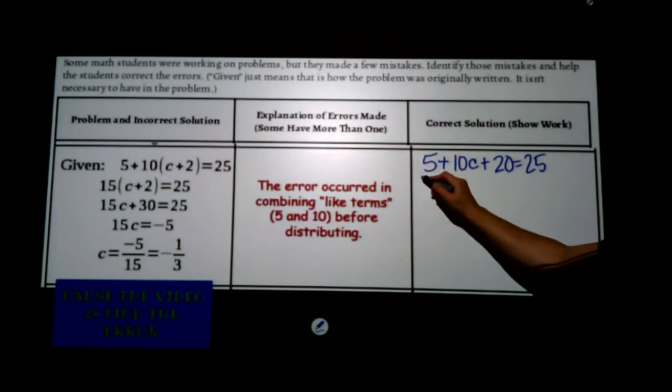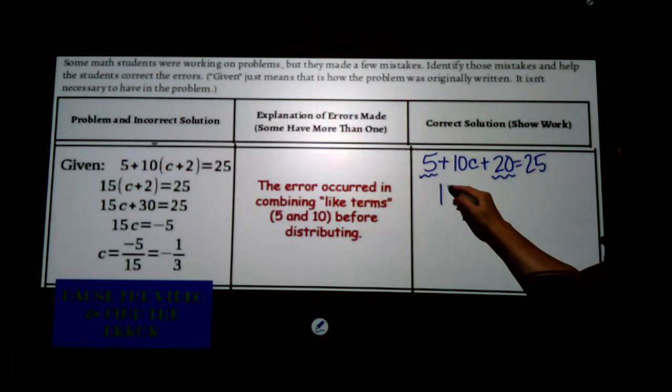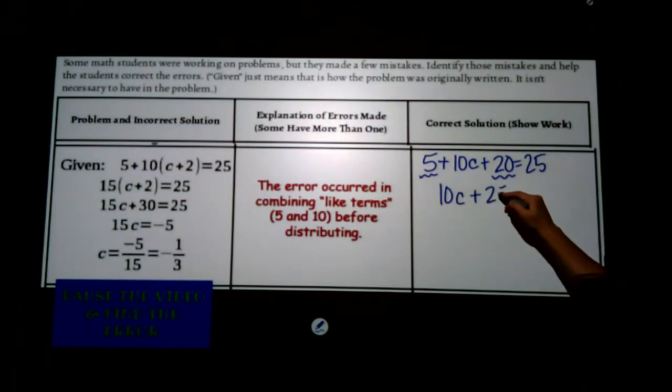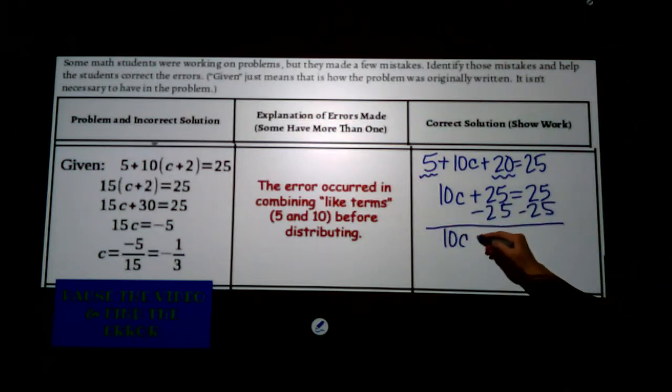We're going to combine like terms. Now we combine these guys. So we get 10C plus 25 equals 25, and we're going to solve for C. So we're going to subtract 25. And right about here, I have some people, usually, they go, I can't do anything. There's a 0. Or sometimes they don't even put 0. They're afraid to put 0. 0 is a perfectly fine number.